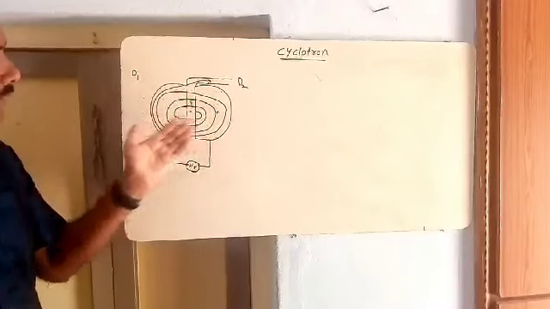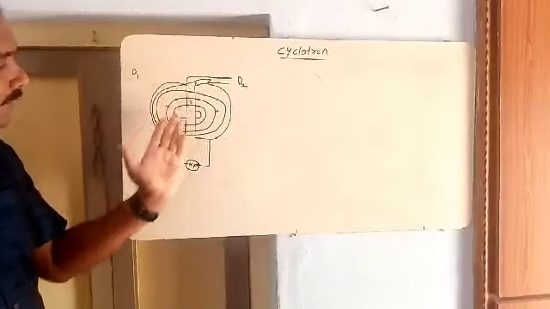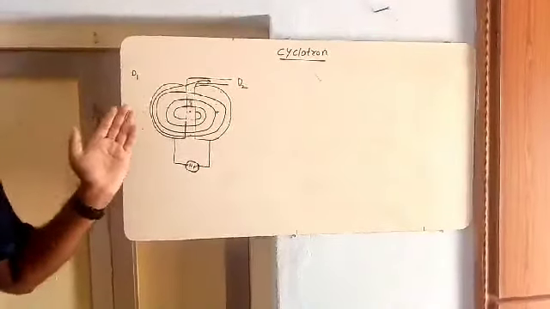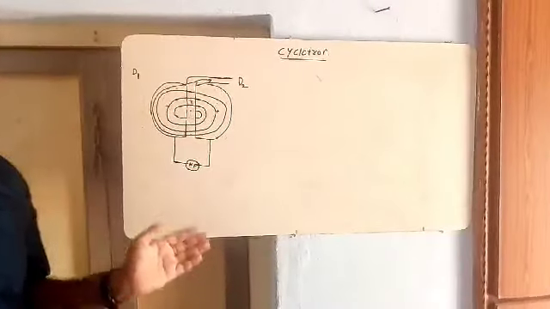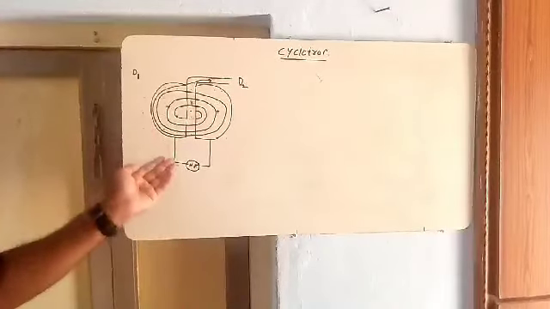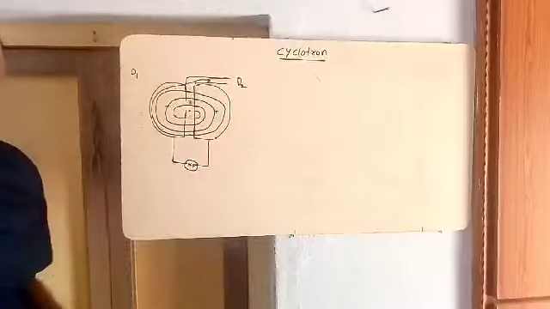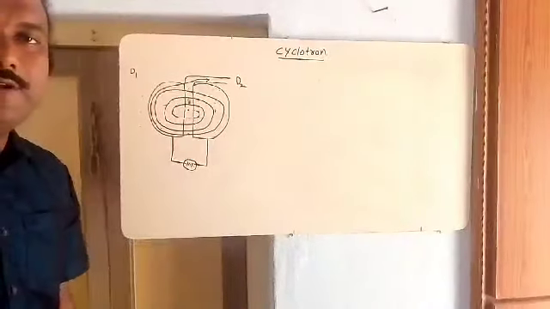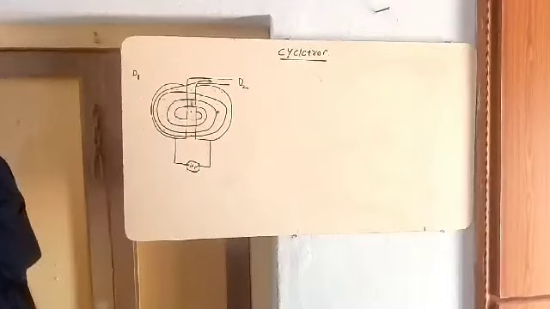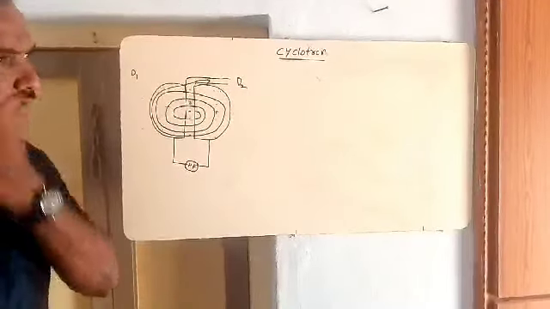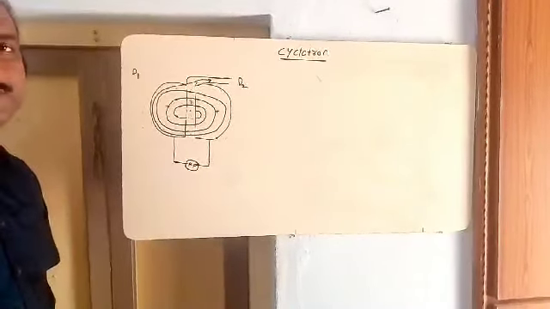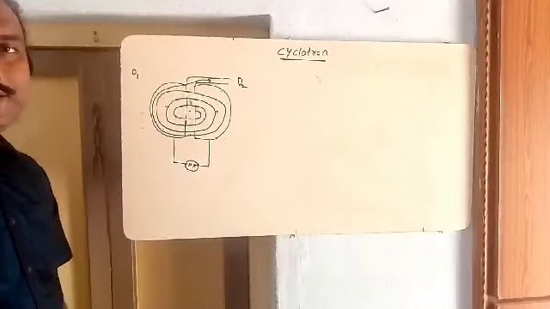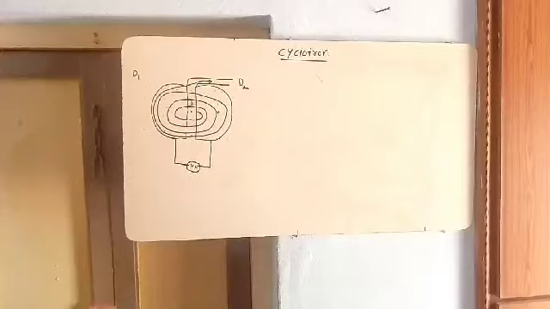Then afterwards it takes the circular path and the radius is increasing. If the radius is increasing, the velocity is increasing. The velocity is increasing, it will be accelerated. If it is accelerated, then the energy will be maximum. Then finally it comes out with the maximum energy. So in this way, the charged particles will be accelerated, and it is useful in nuclear reactions. Now see the theory.